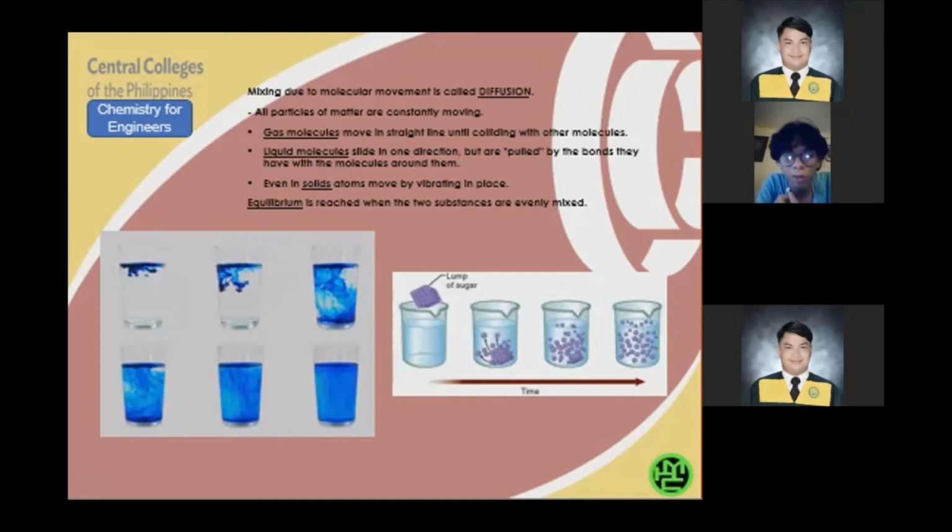Mixing due to molecular movement is called diffusion. All particles of matter are constantly moving. Gas molecules move in a straight line until colliding with other molecules, while liquid molecules slide in one direction but are pulled by the bonds they have with the molecules around them. Even in solids, atoms move by vibrating in place. Equilibrium is reached when the two substances are evenly mixed. Next slide.